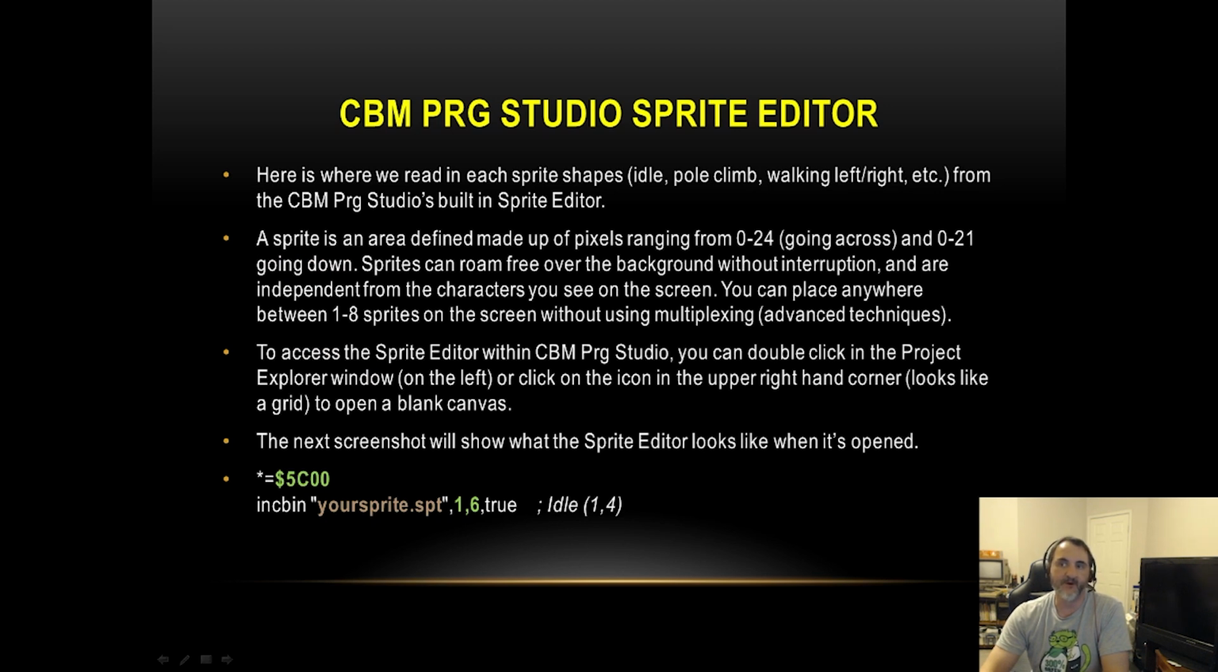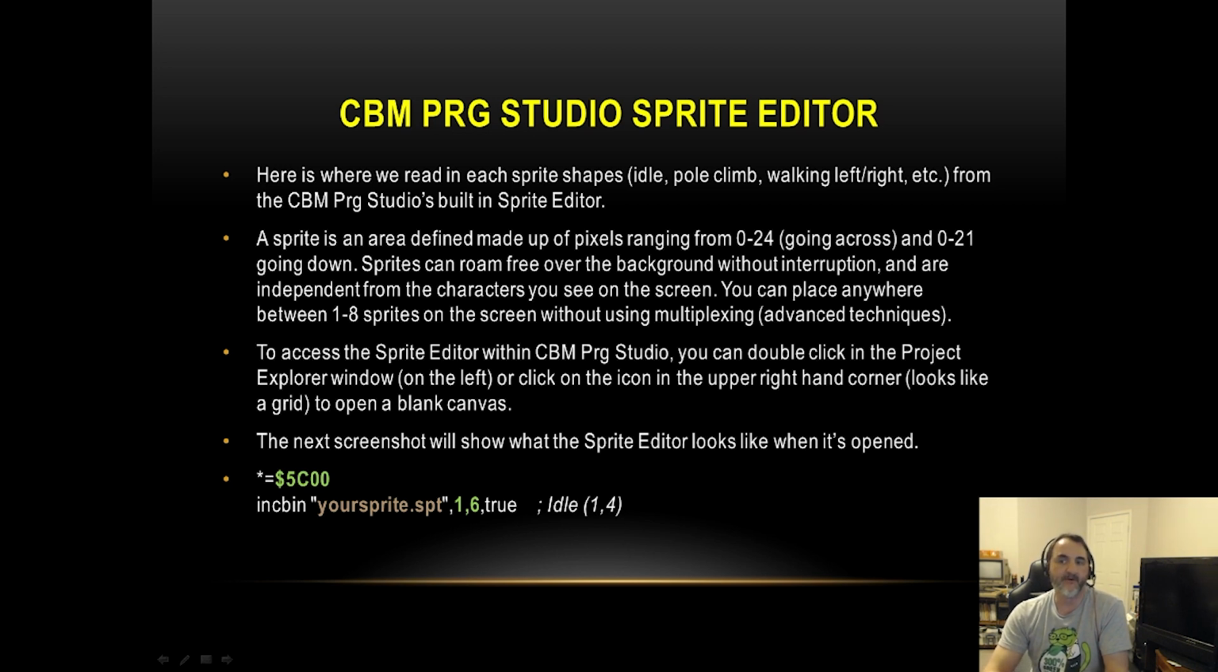And the CBM PRG Studio Sprite Editor is how these sprites are being created. They were extracted from the Indiana Jones and the Temple of Doom game, but they're being implemented in here, and I kind of modified the sprite. So here is where we read in each sprite shape: idle, pull, climb, walking left, right, and so on from the CBM PRG Studio's built-in sprite editor. And you're going to see that when I actually come up with the code example. I'll try to remember to include it in there.